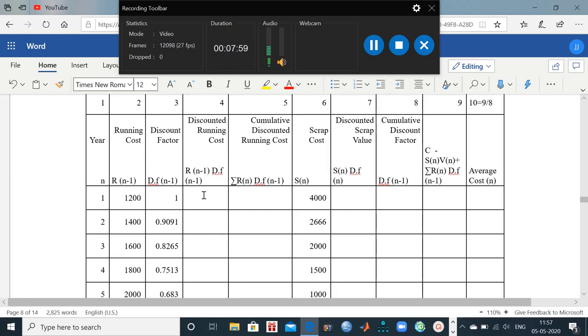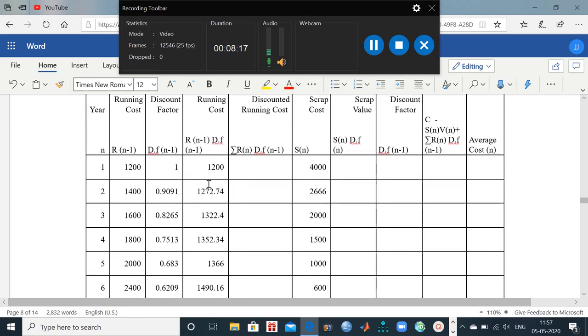So this is going to be 1200, this is 1400 into 0.9091 and so on. Now if we do that, we should be getting these values. Okay, and like in the previous problems, we always calculated the cumulative discounted running cost, which is 1200 comes here, then 1200 plus 1272, and then this value plus 1322, then this cumulative value plus 1352 and so on. So if we do that, we should be having these values.